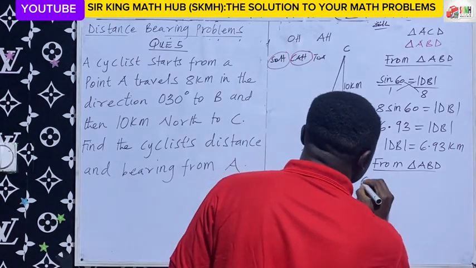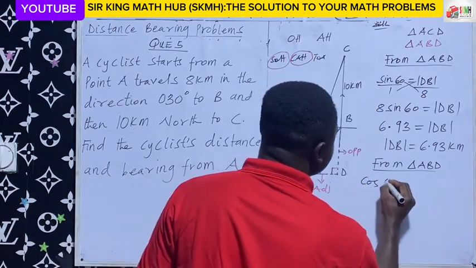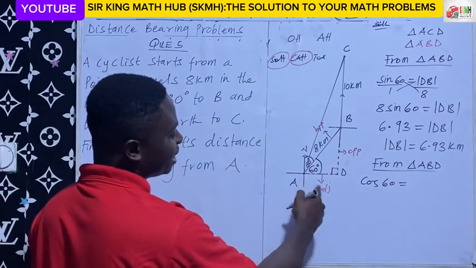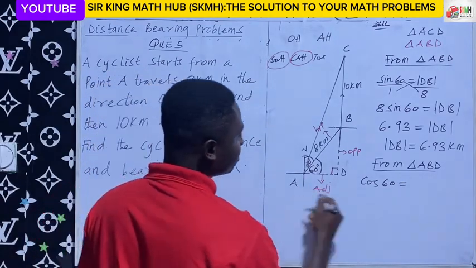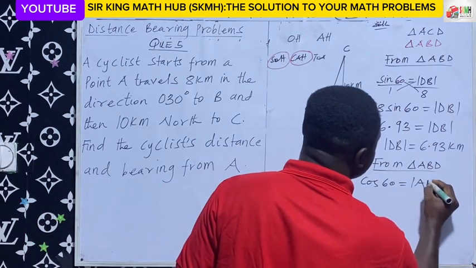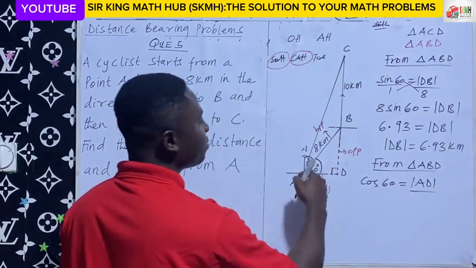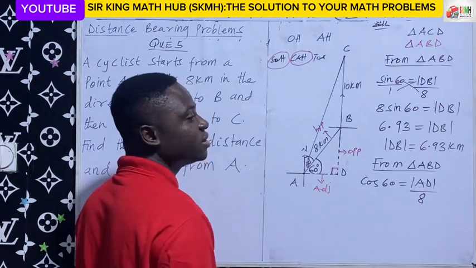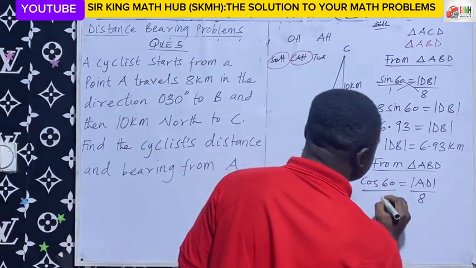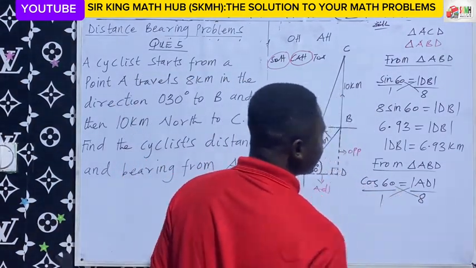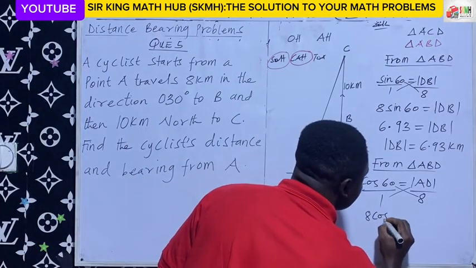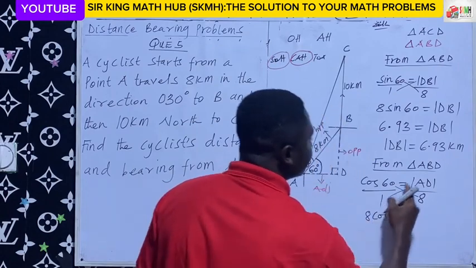CAH says that the cos of the acute angle, which is 60, must be equal to the length of the adjacent, which I'm naming line AD, divided by the length of the hypotenuse, which is 8 kilometers. So cos 60 is the same as cos 60 over 1. We can cross multiply: 8 times cos 60, 8 cos 60, and then 1 times line AD.